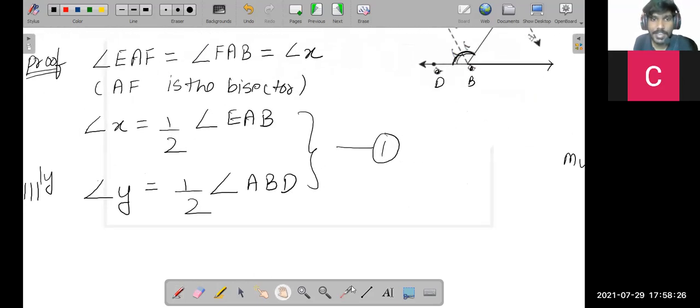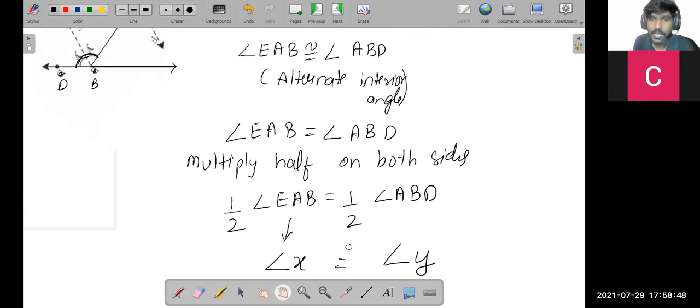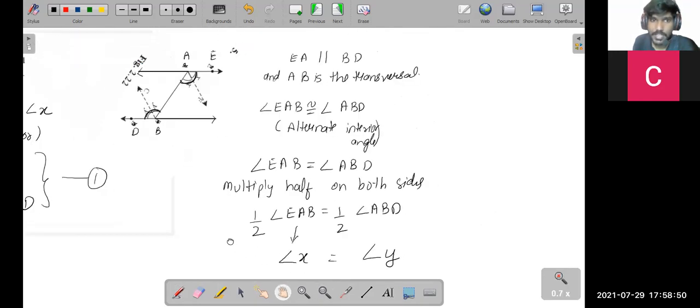What is half angle EAB? It is angle X. And half ABD is angle Y. So you just substitute. This is angle X. This is angle Y. So angle X is equal to angle Y. Is this clear?